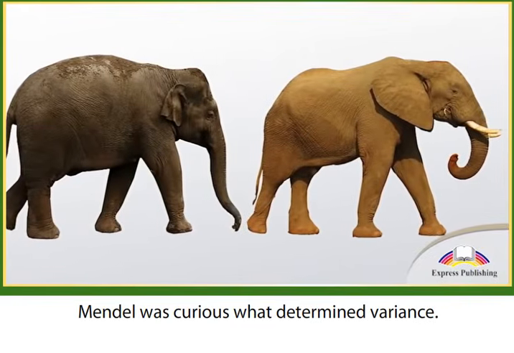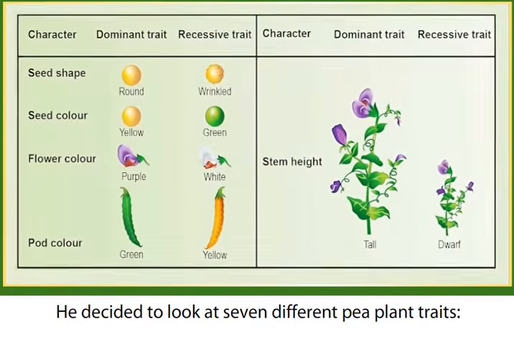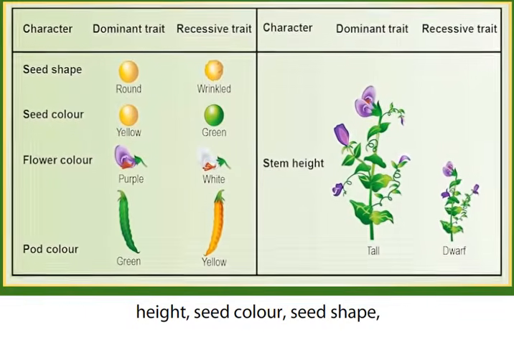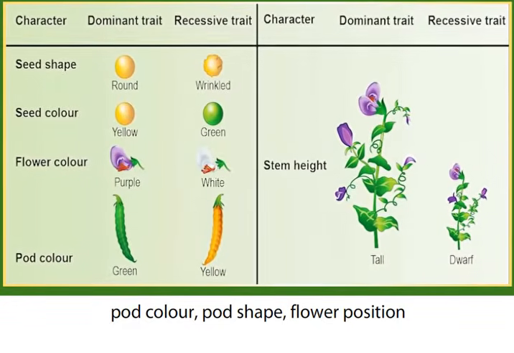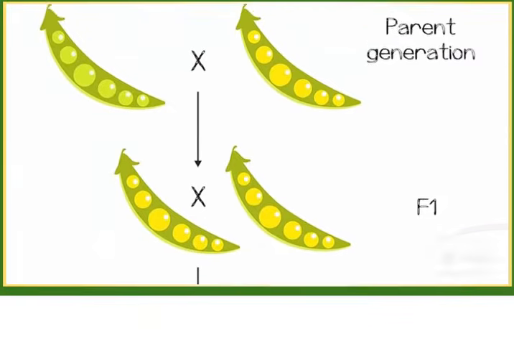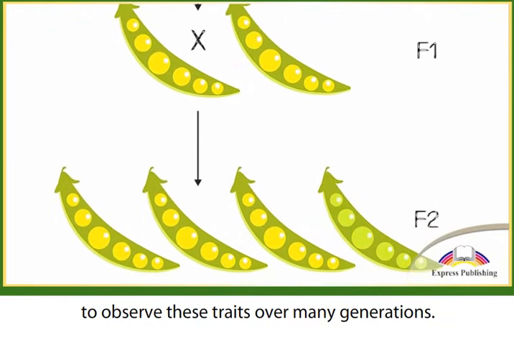Mendel was curious what determined variance. He decided to look at 7 different pea plant traits: height, seed colour, seed shape, pod colour, pod shape, flower position, and flower colour. He used selective breeding to observe these traits over many generations.